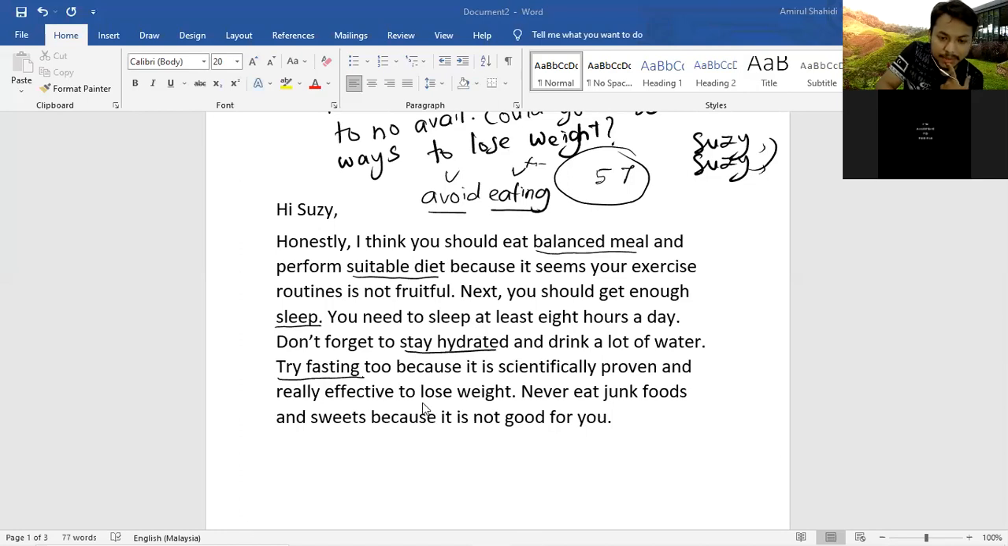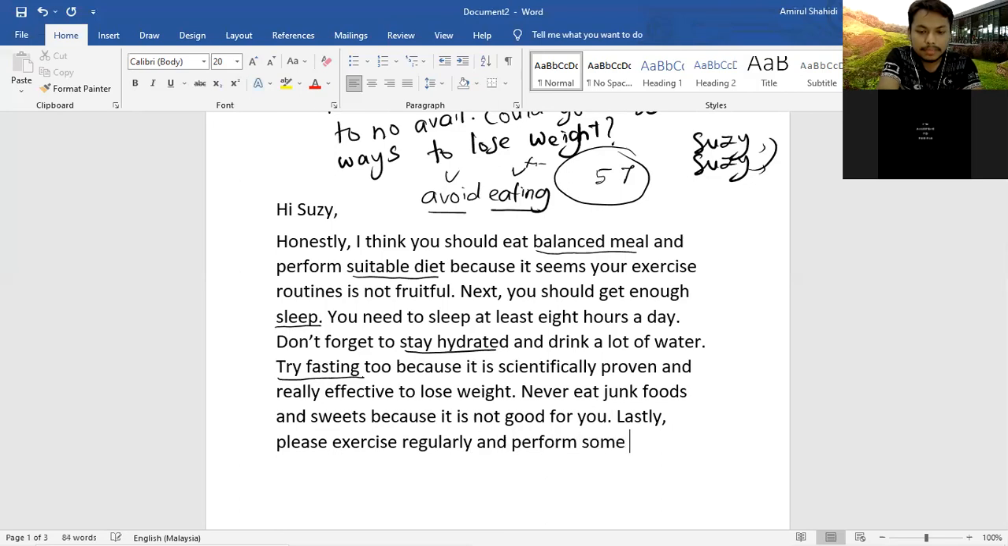Never eat junk foods and sweet because it is not good for you. Lastly, please exercise regularly and perform some intermittent fasting, sebab dah masuk dekat fasting tadi. So nak letak ke tak nak? Intermittent fasting. Boleh letaklah intermittent fasting. Tulis dulu.